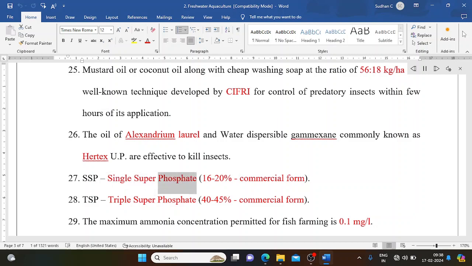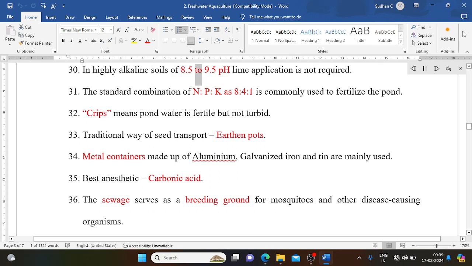SSP, single superphosphate, 16 to 20%, commercial form. TSP, triple superphosphate, 40 to 45%, commercial form. The maximum ammonia concentration permitted for fish farming is 0.1 mg/L. In highly alkaline soils of pH 8.5 to 9.5, lime application is not required. The standard combination of N, P, K as 8:4:1 is commonly used to fertilize the pond. CRIPS means pond water is fertile but not turbid.